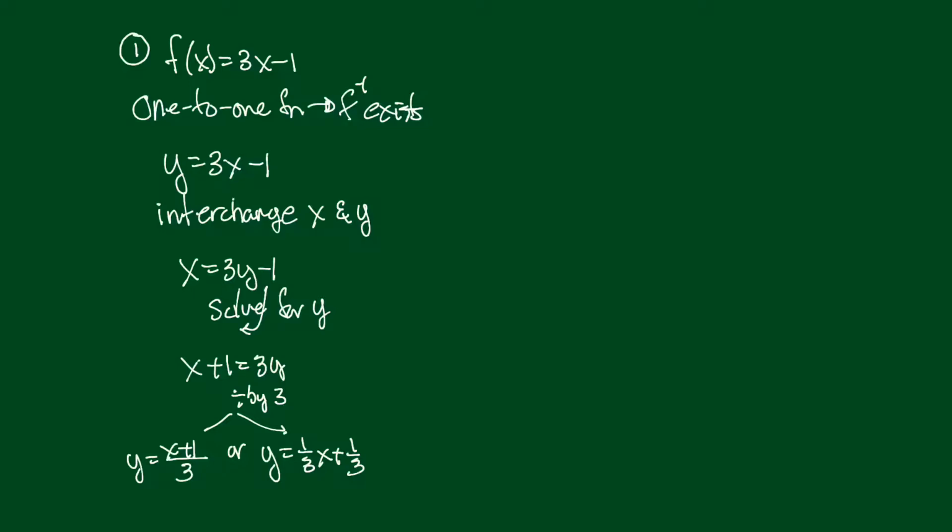I like this one a little bit better because look what we did. We started out with the form y equals mx plus b. So I know this is a straight line crossing the y-axis at -1 with slope 3. And if I write the inverse like this, I know it's a straight line because it's linear. It crosses the y-axis at 1/3 with slope 1/3. But what I'm going to do now is replace y with f inverse of x.